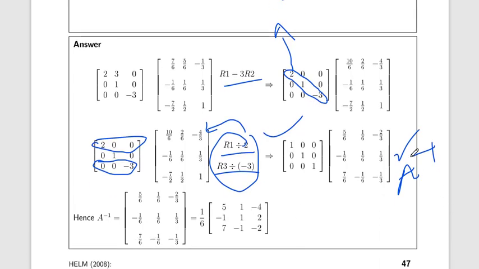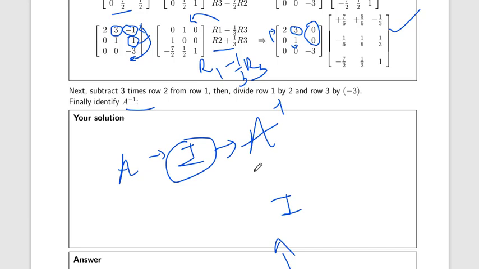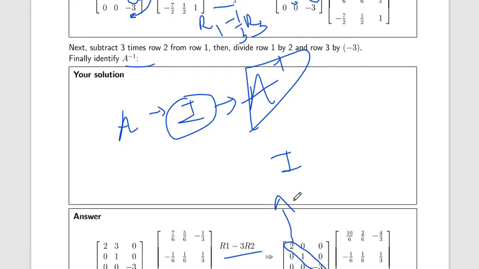Okay, if we take 1 by 6 common, then we will get 5 minus 1. This is the inverse of the matrix. So with the help of Gauss-Jordan elimination in a 3 by 3 matrix, we have found the inverse of the matrix. We transfer the matrix into an identity matrix, and if we apply the same operations to the identity matrix, we will get the inverse of the matrix. So this is the inverse of the matrix with the help of Gauss-Jordan elimination.